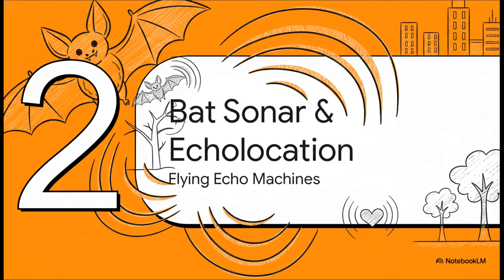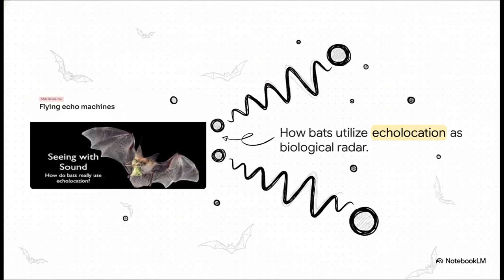Section 2 is bat sonar and echolocation, flying echo machines. We're shifting our focus from busy city streets to the animal kingdom's absolute mastery of sound waves. In her lecture, Dr. Zaidan brilliantly refers to bats as flying echo machines. And honestly, think about this incredible adaptation for a second. Bats rely on this highly sophisticated biological radar system to essentially see with sound in complete darkness.